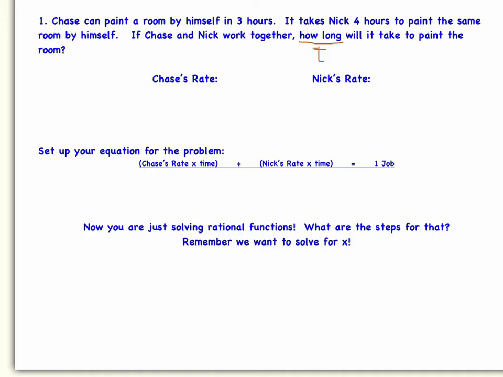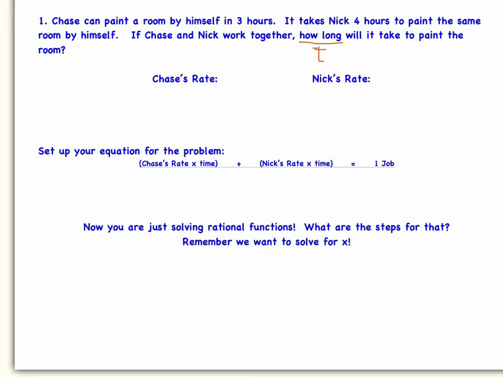Now if you notice, there's actually 2 different types of times here. They give us the time that it takes Chase to paint a room. And then they give us another time that it takes Nick to paint a room. Those are individual times. It takes Chase 3 hours and it takes Nick 4 hours. What we're looking for is this collective time. How much time will it take both of them to paint this one room?